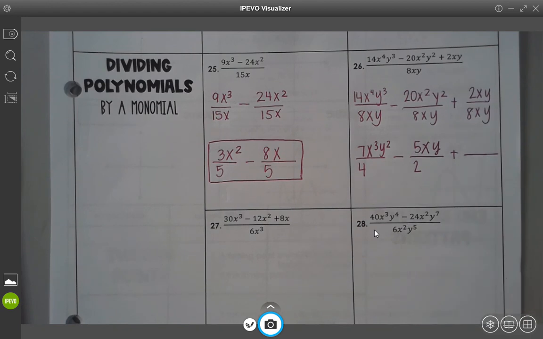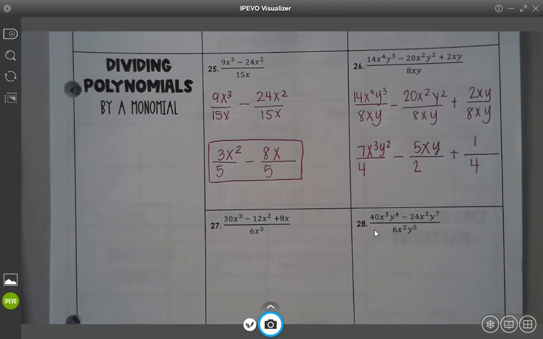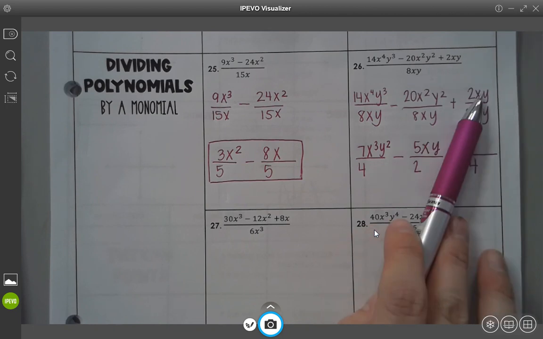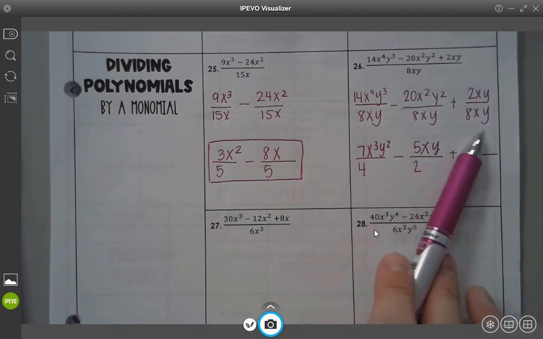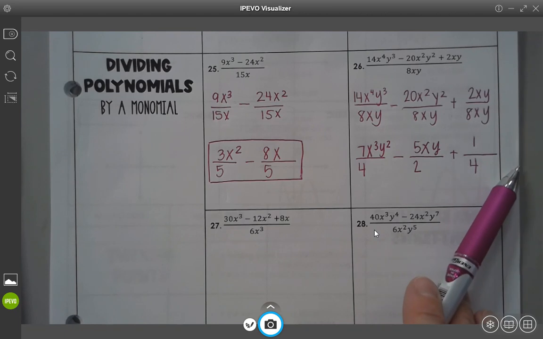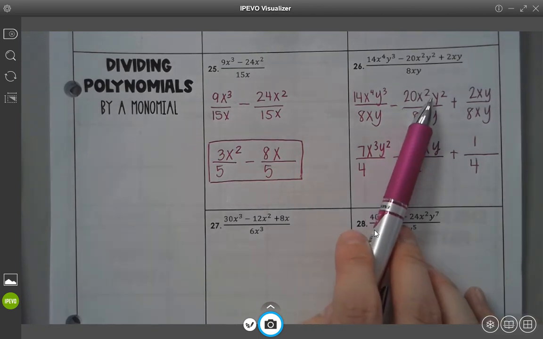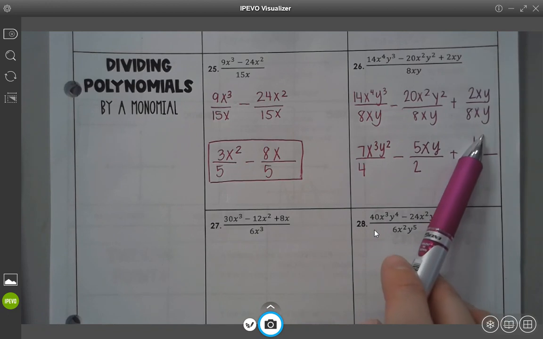What does 2 over 8 simplify to? 1/4. What about the x's and the y's? They all cancel, so we're just left with 1 over 4. Now, what if this was a 2 in the bottom? It was 2xy over 2xy. Would I have anything over here? You would have something. It would be a 1. When you cancel out, it doesn't necessarily disappear. It just goes to 1.